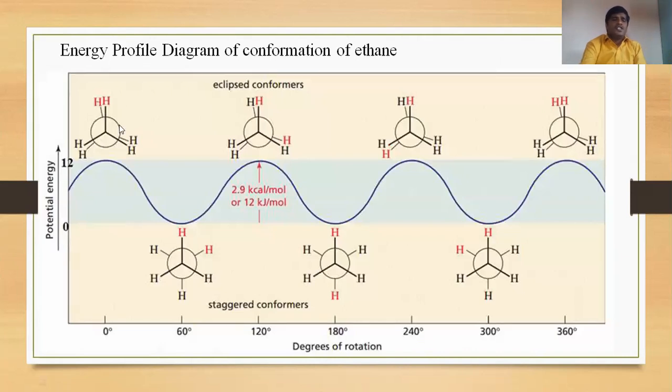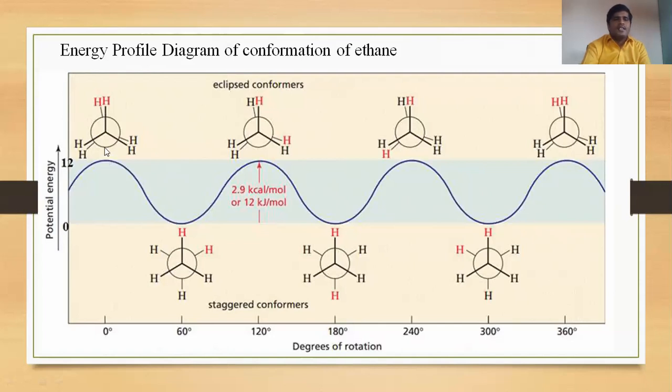Just see, the first is eclipse conformation. Okay, what is the time now? We have 10 minutes. So eclipse conformation is there. Hydrogens are closer together. That's why it has 12 kilojoule per mole energy, the highest energy.